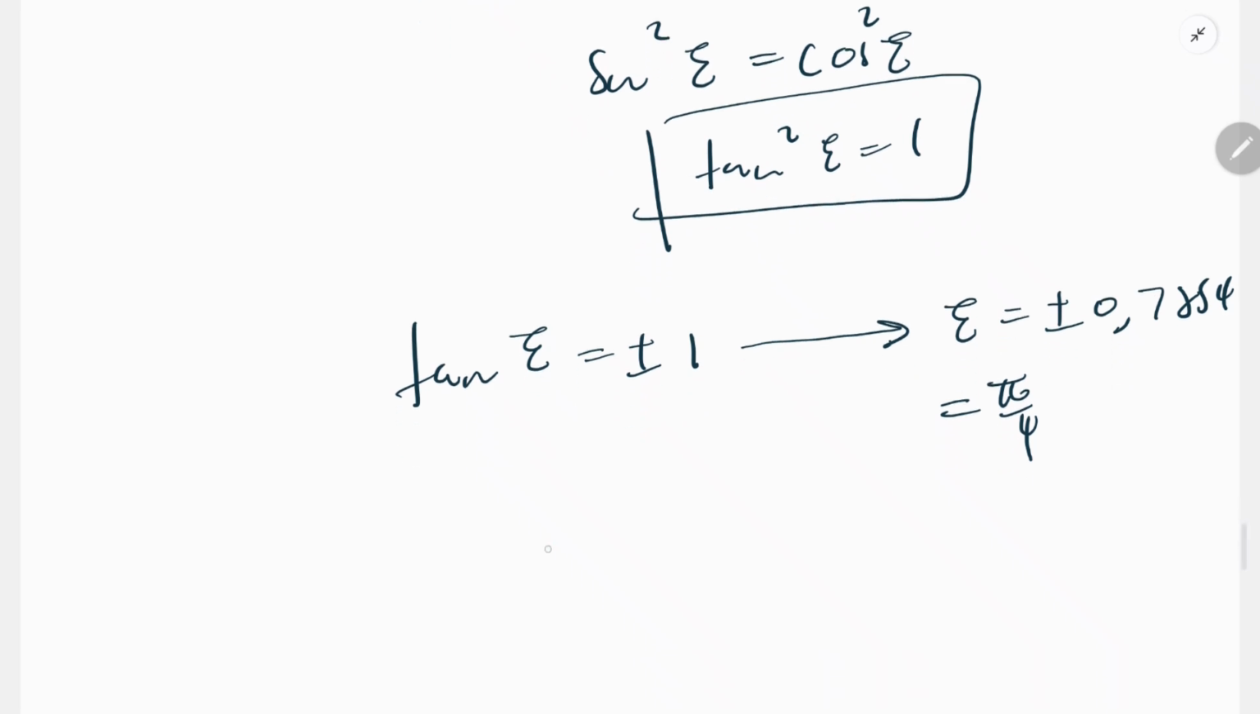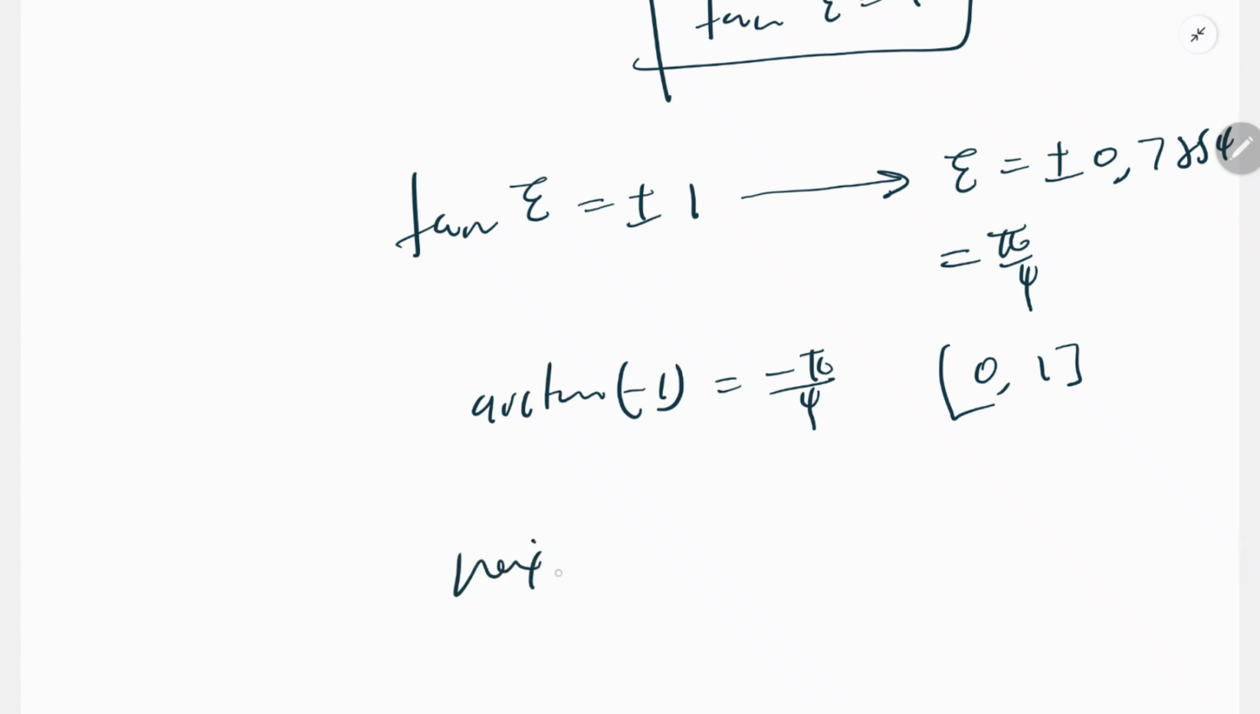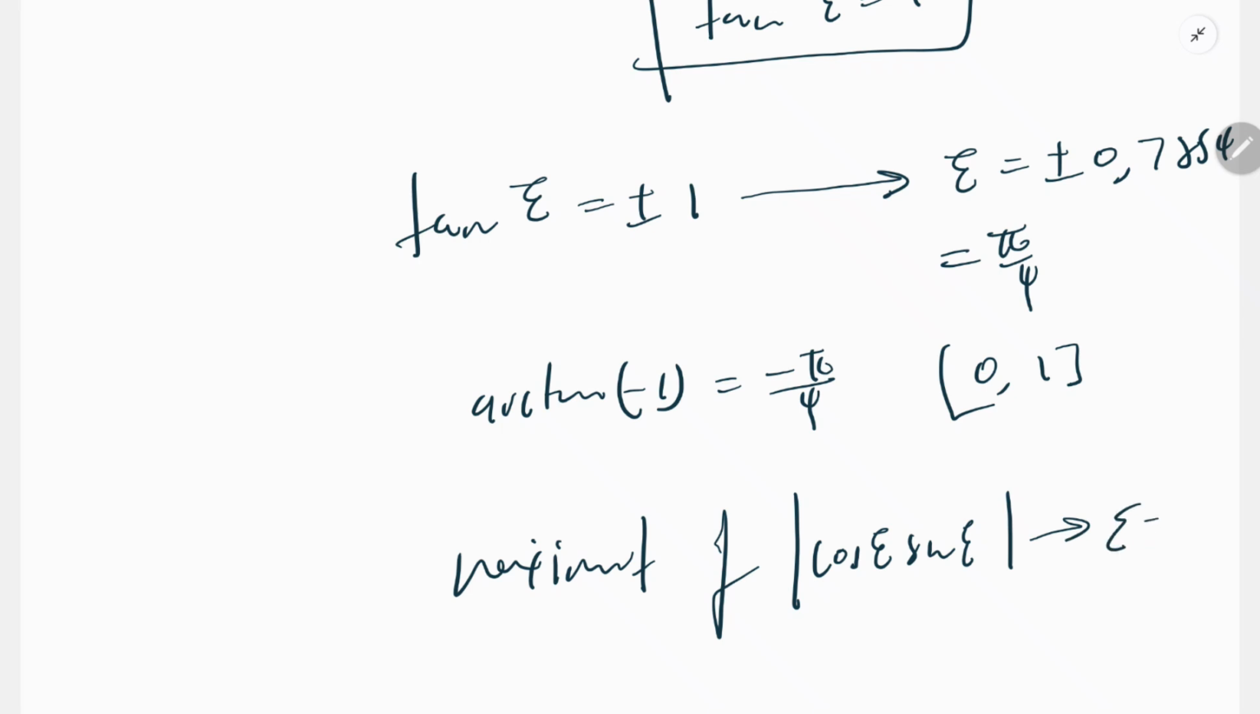Also notice that that's only for 1. We didn't check for negative 1. If we try arctan of negative 1, we get negative pi over 4, and that one won't be on our interval 0 to 1, so we don't mind it. So now we know that the maximum of the absolute value of cos psi sin psi occurs at psi equal to pi over 4.